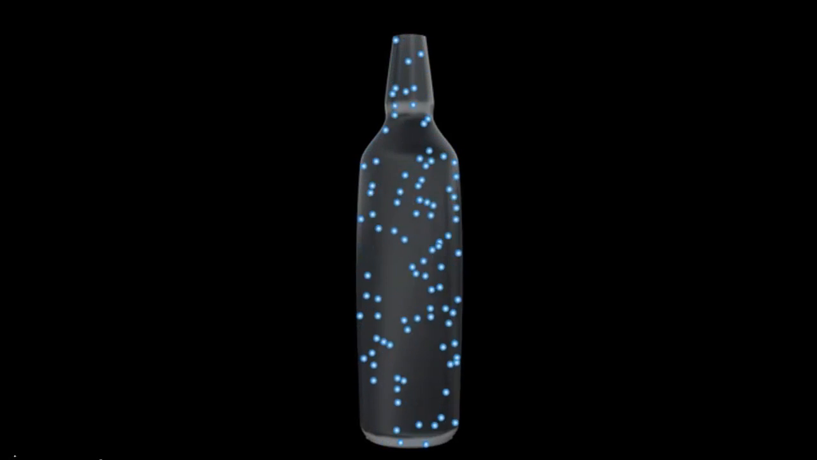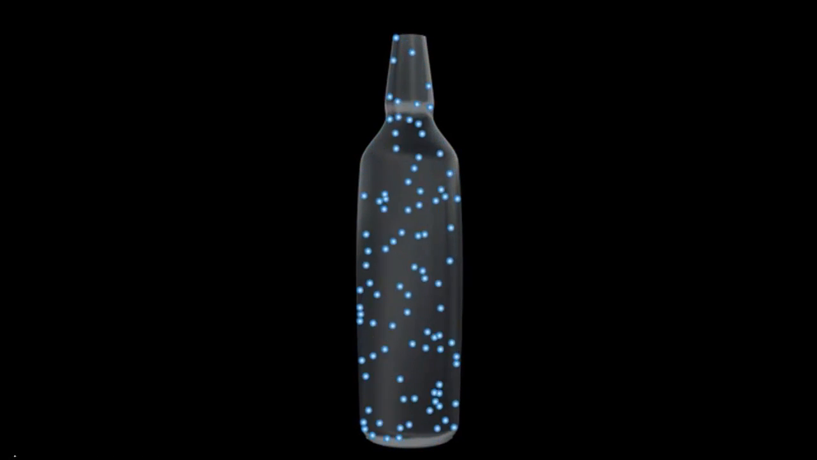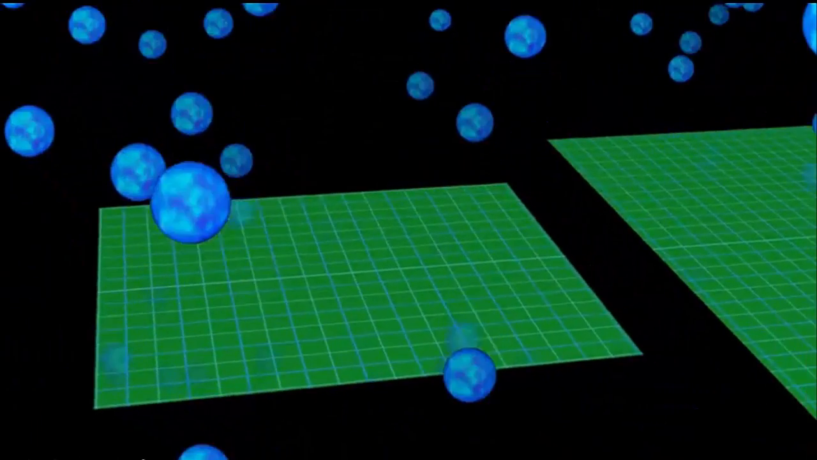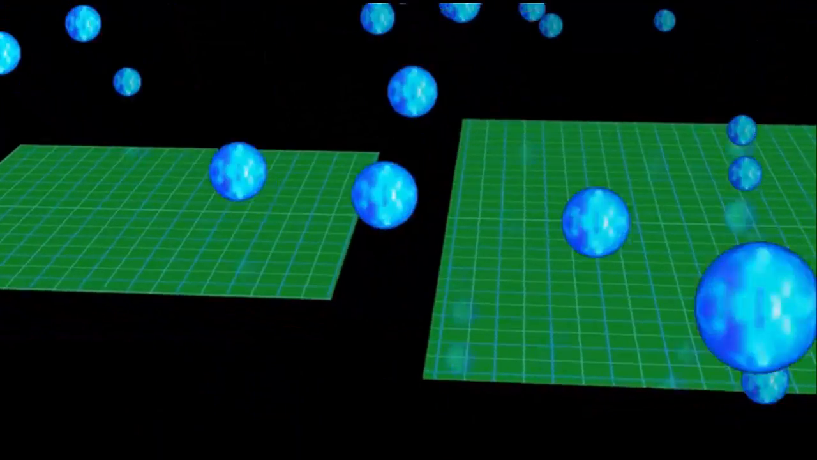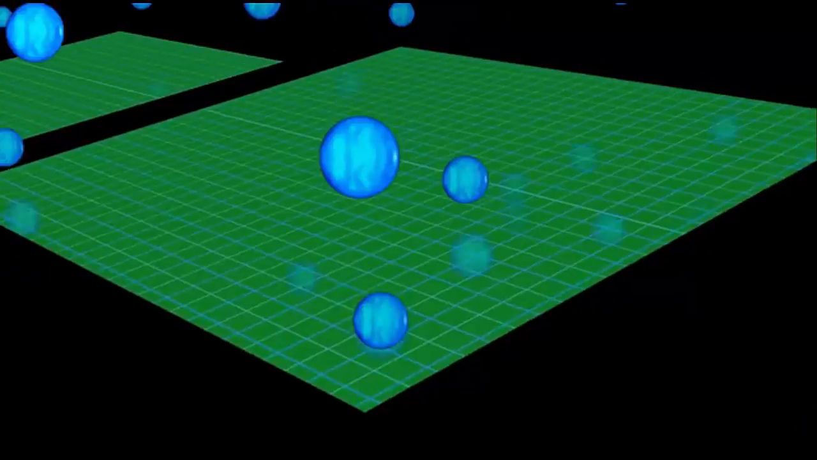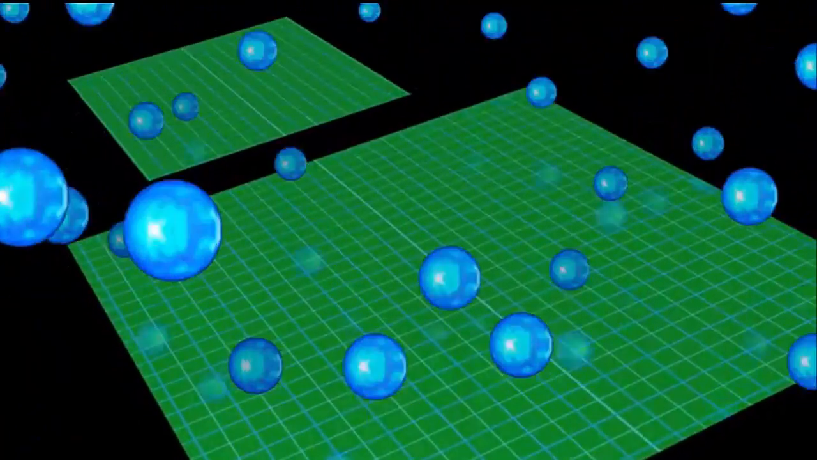Okay, so here's a bottle of gas, basically molecules bouncing around. If we focus on the bottom of the bottle, and specifically two areas, a 1 centimeter squared area and a 2 centimeter squared area, the bouncing of the gas molecules causes an average force over time on each surface. So is the force bigger on the smaller surface or the bigger surface?